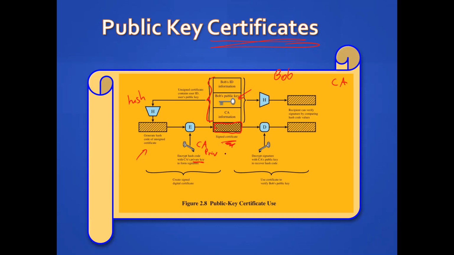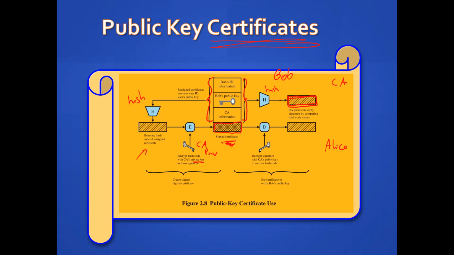Then on the receiving end, Alice over here, she gets the contents of this. So she gets all the CA information. She's got Bob's ID and also Bob's public key, which is what she needs. She's going to take all of that and hash it because she knows the hashing algorithm. And she obtains a hash value.